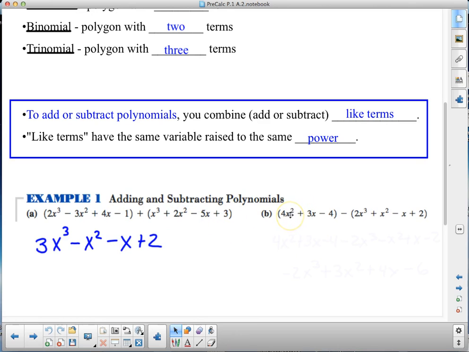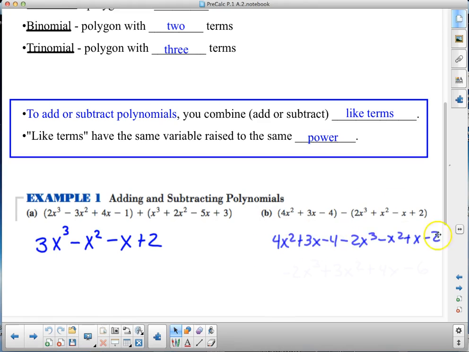Now in example 1b, we're looking at 4x squared minus 2x cubed. Now, when this is going on, I got 4x squared and 2x cubed combining, but I also got this negative sign. So I'm just going to rewrite the second one and take the opposite of everything inside and distribute that. I got 4x squared, 3x minus 4, and I got negative 2x cubed, negative x squared plus x minus 2. Now I'm going to combine like terms.